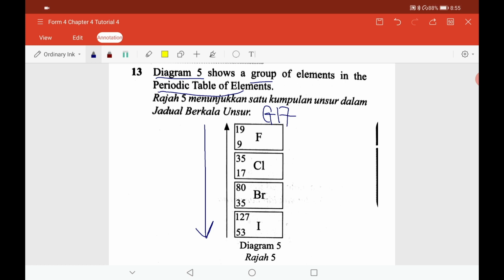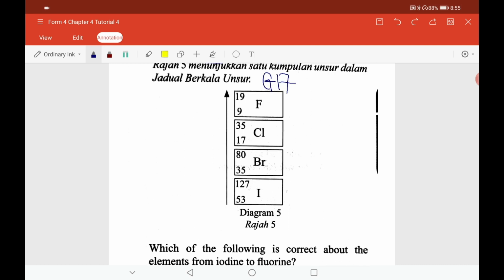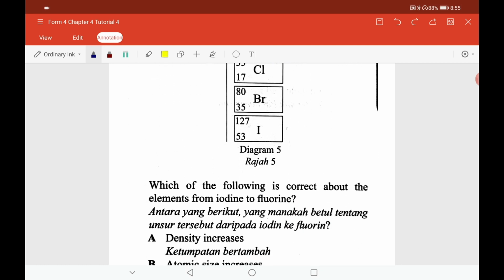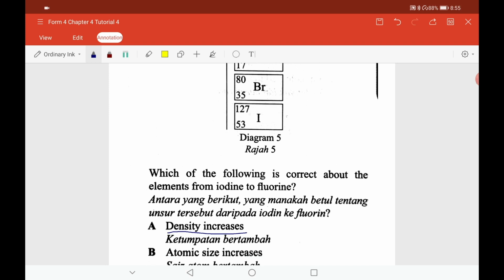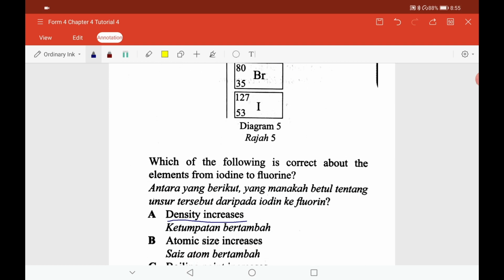Okay, normally we should be moving down the group, but now they are moving up. So how to do? Everything is terbalik (reversed). Okay, so let's look at it. The first one, will the density increase or not?